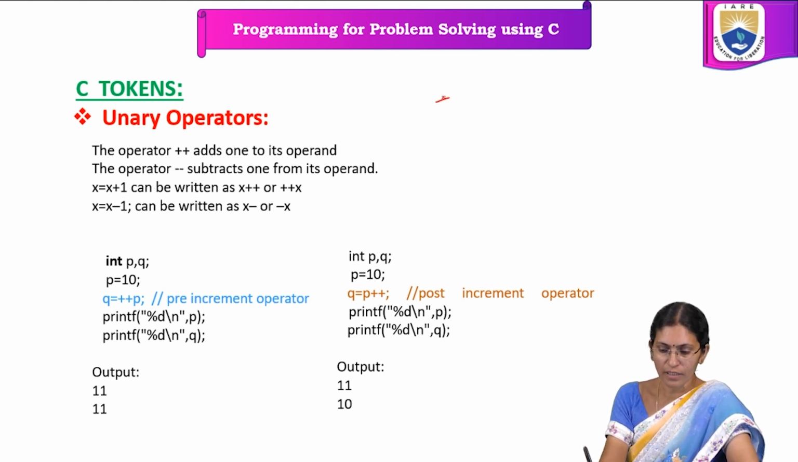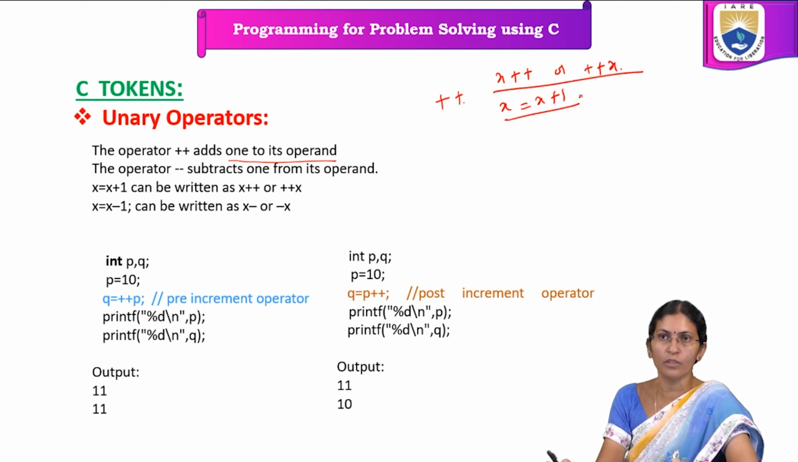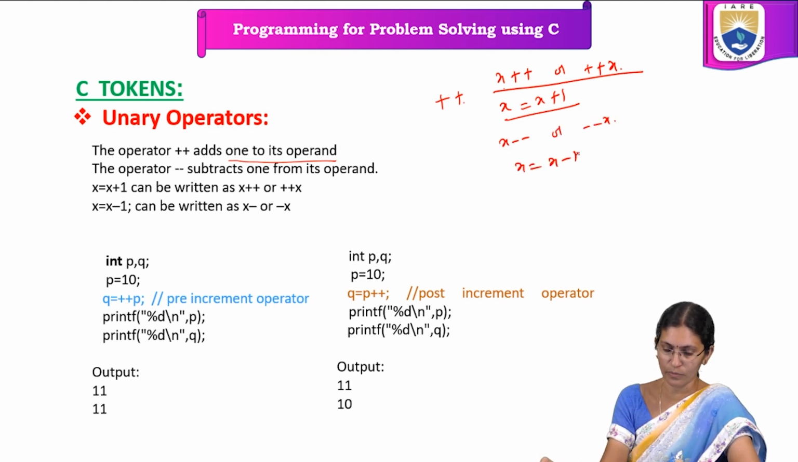The increment operator means it will add 1 to its operand. So x plus plus or plus plus x, both of them are the same as x is equal to x plus 1. That means we increment the value of x by 1. Next, x minus minus or minus minus x is the same as x is equal to x minus 1. That is what is written here: the operator minus minus subtracts 1 from its operand.